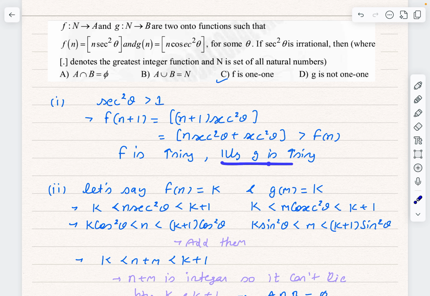Same thing we can say for g also. g will also be increasing, it will also be 1-1. So option D will be wrong.